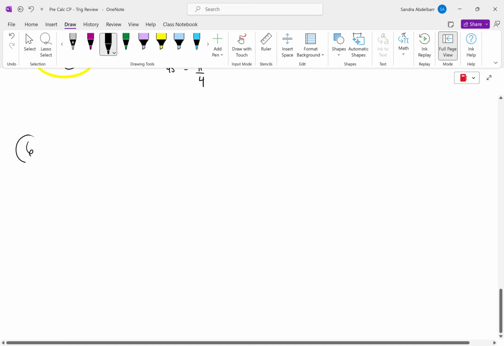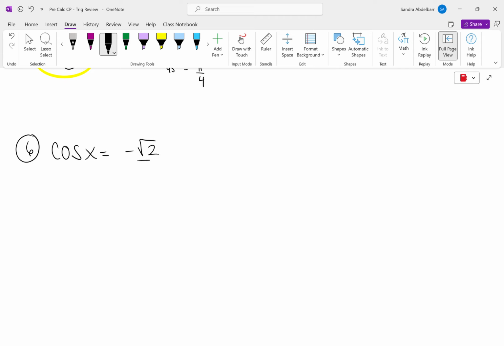All right, I'm going to have you guys try this one. This was number 6 from the review. Cosine of x equals negative root 2 over 2. This is something that's been rationalized, so unrationalize it, if that's a word. Derationalize. Derationalize, I like it.